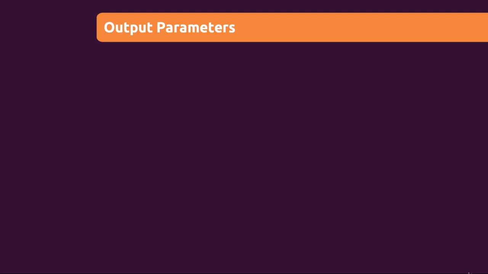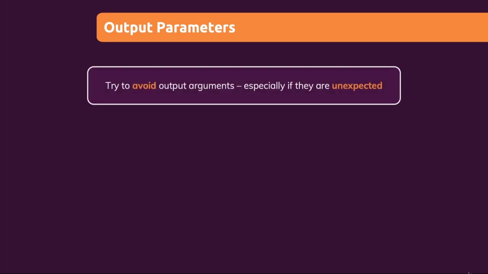Now the number of parameters matter, but in addition, it's also the kind of parameters. And there's one specific kind of parameter which you absolutely want to avoid, and that would be the output parameter. Now you should try to avoid output parameters or output arguments, especially if they are unexpected. And I have this second part here because in some cases, especially when working with certain third-party libraries or frameworks, you can't avoid them. But they should never be unexpected.